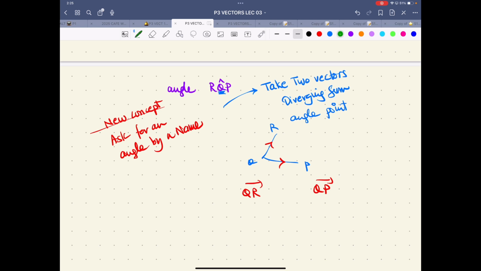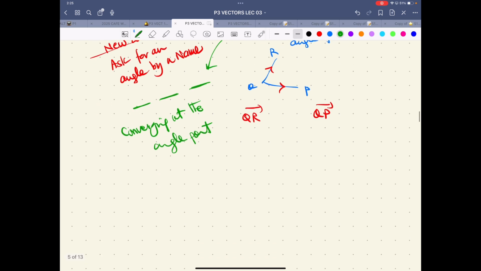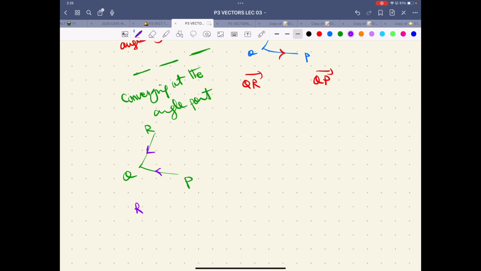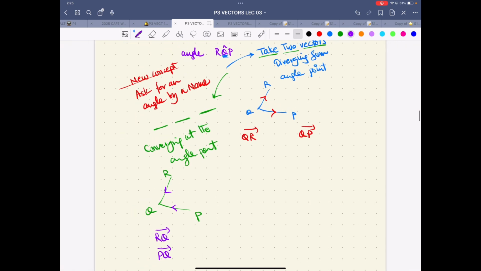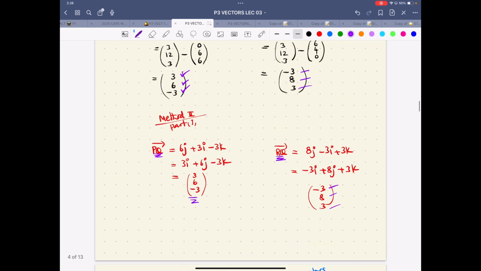Let me also write the next method. Take two vectors converging at the angle point. So again, the name of the vector is R, Q, P. And if I talk about converging, which two vectors are we talking about? RQ and PQ. Which one do you think is relevant to us in this particular question? Which vectors have we found? RQ and PQ. So we will just use that. We cannot just start off at random. We have to make sure that this thing needs to be followed.